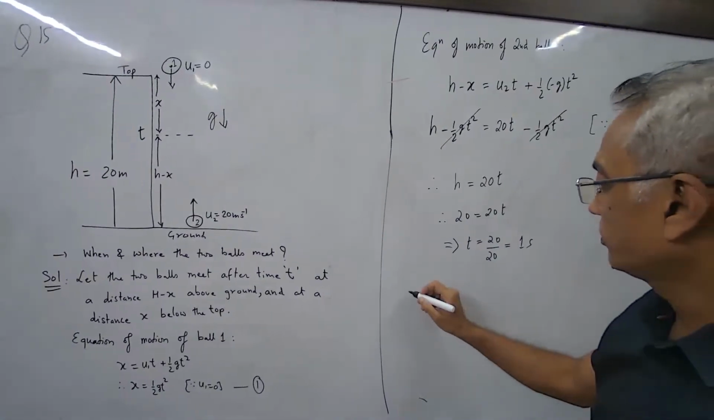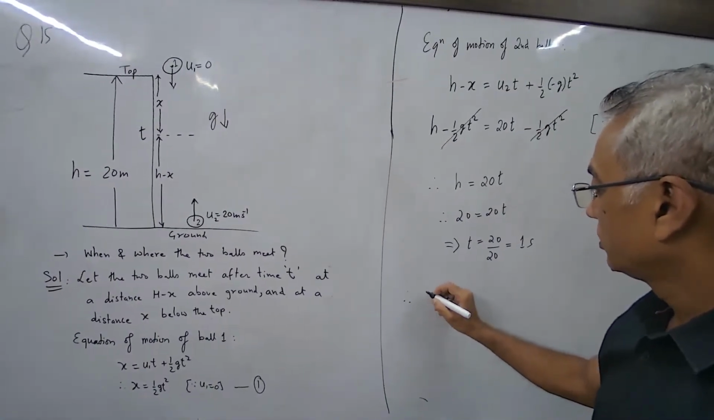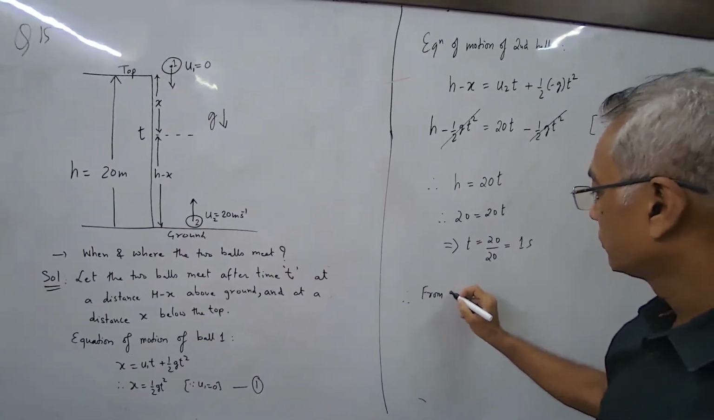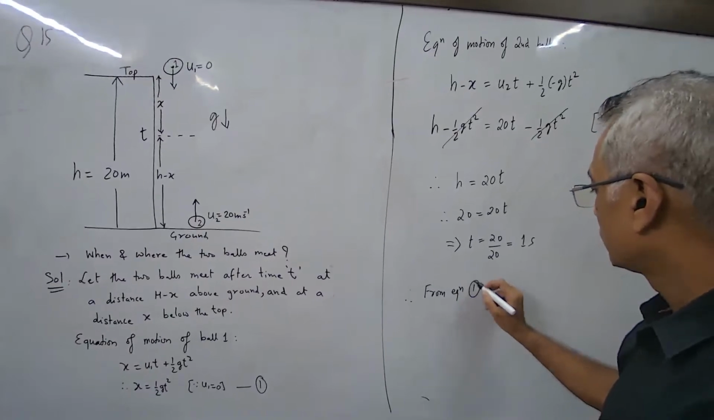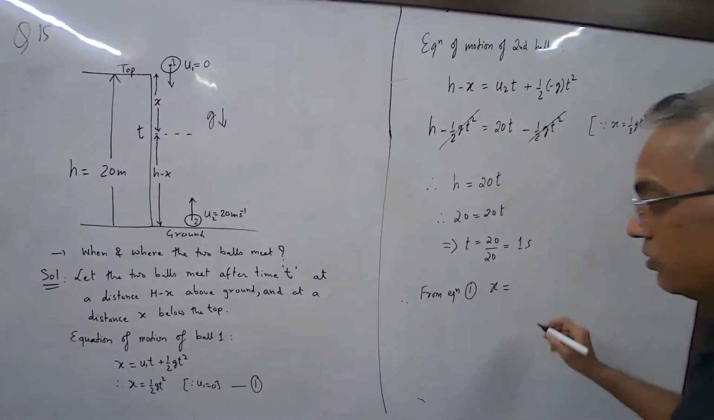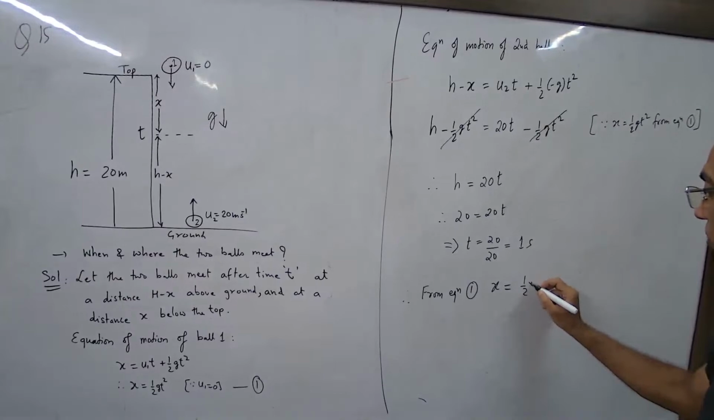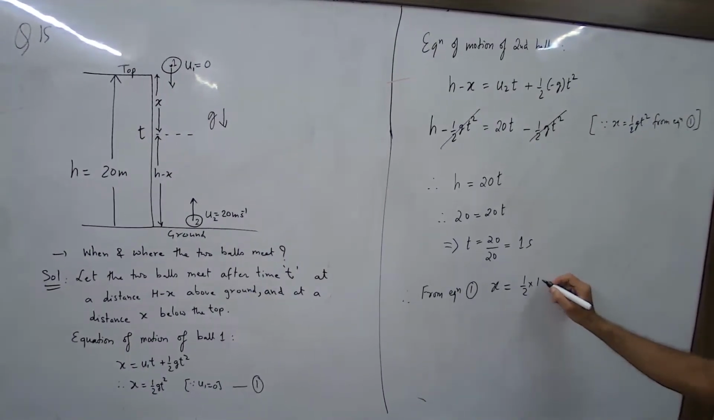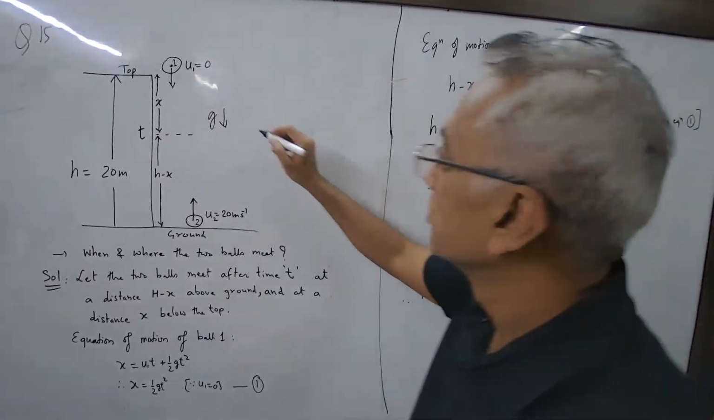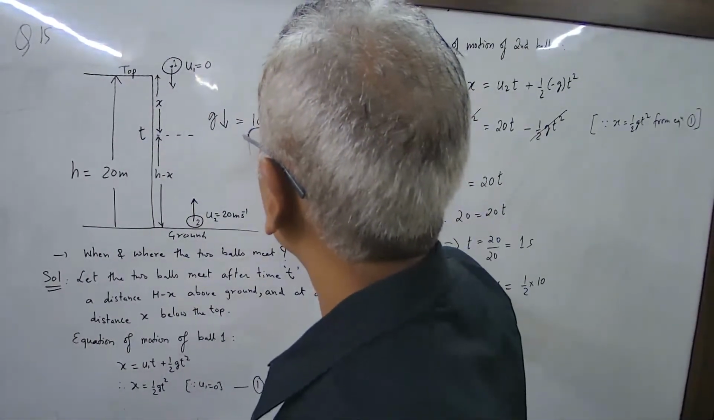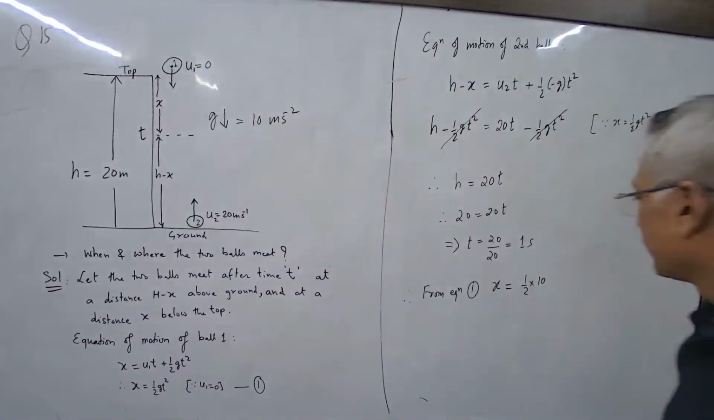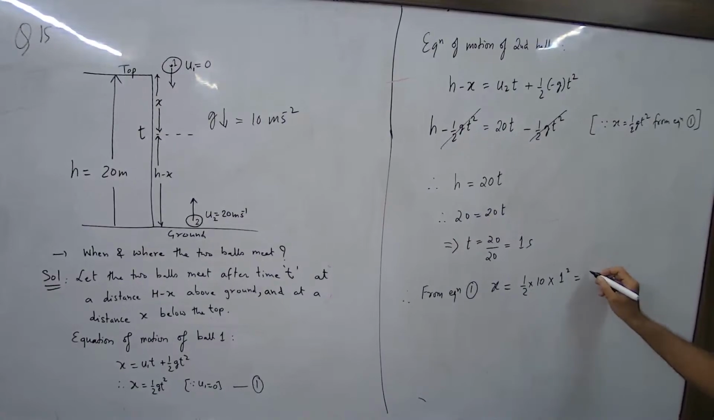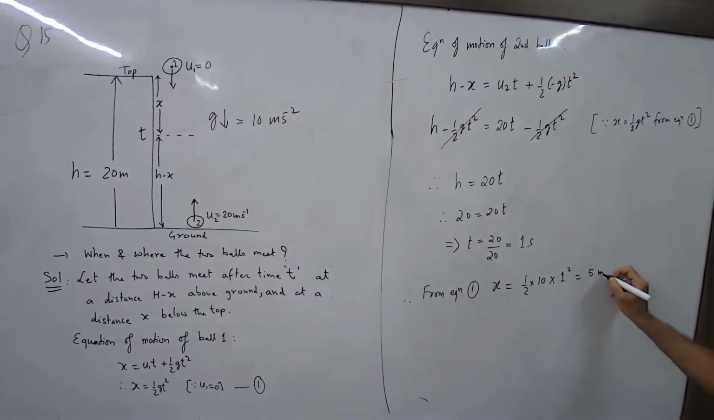So therefore, from equation 1, X is equal to 1 by 2 g t squared. What value of g was given? Should we take 10 or 9.8? Let's take it 10. You take it as 10 meter per second squared. So 10 later, this will be 5 meter.